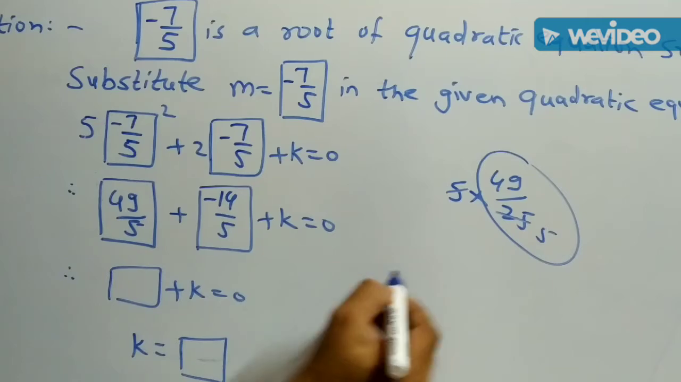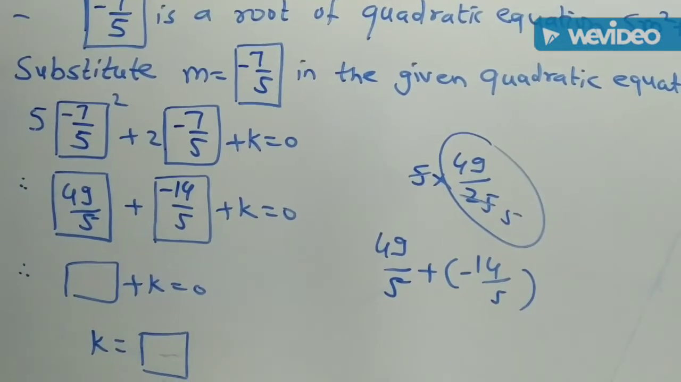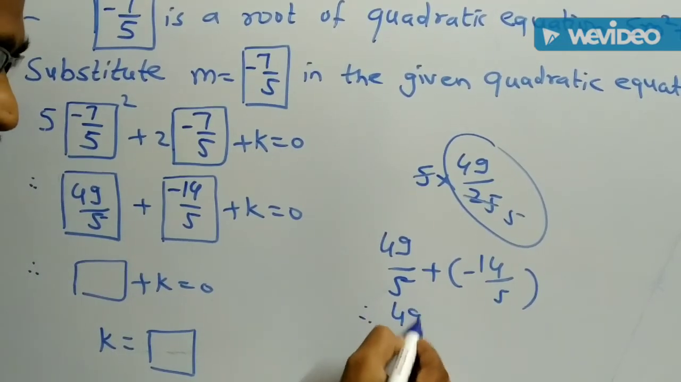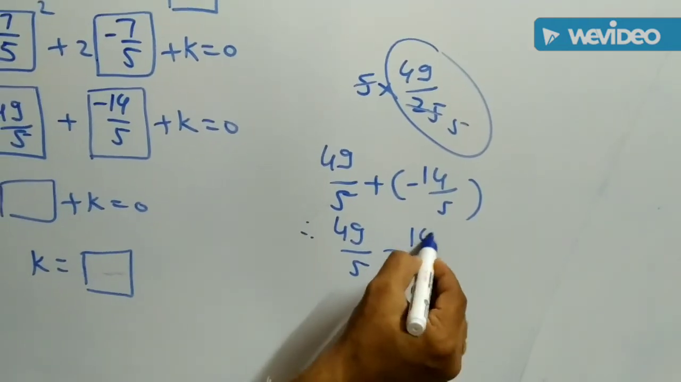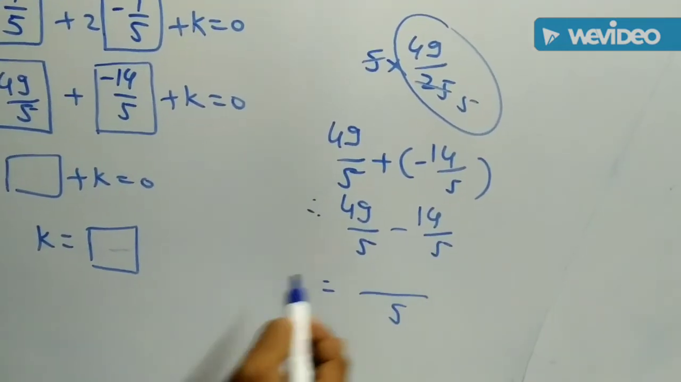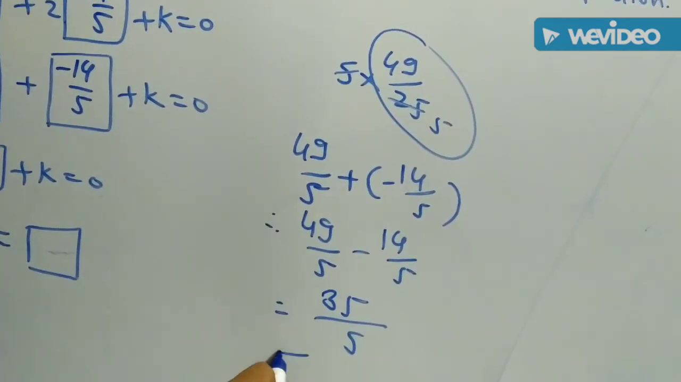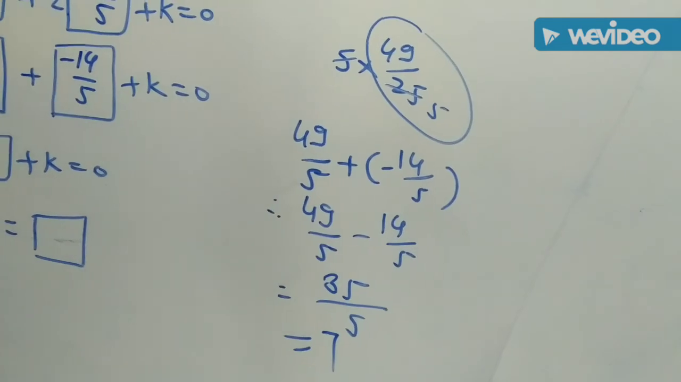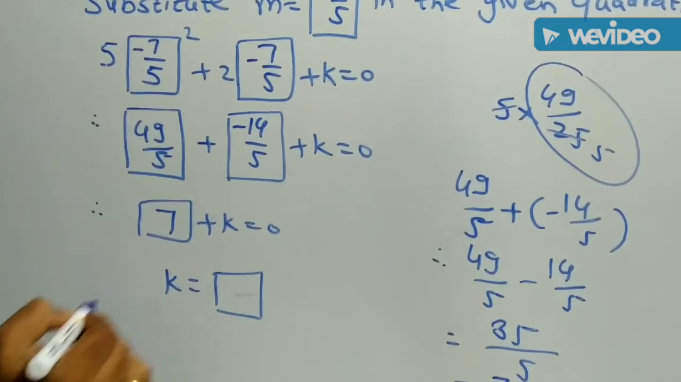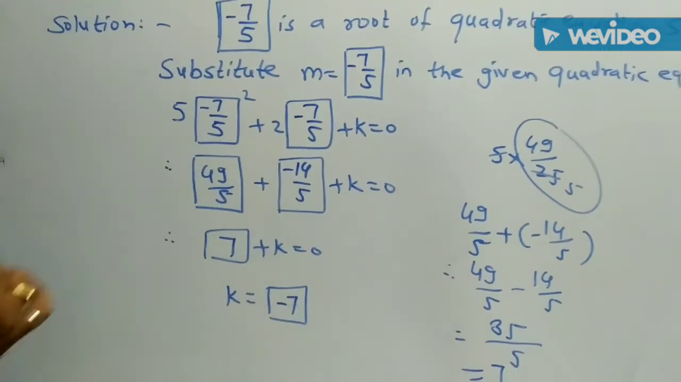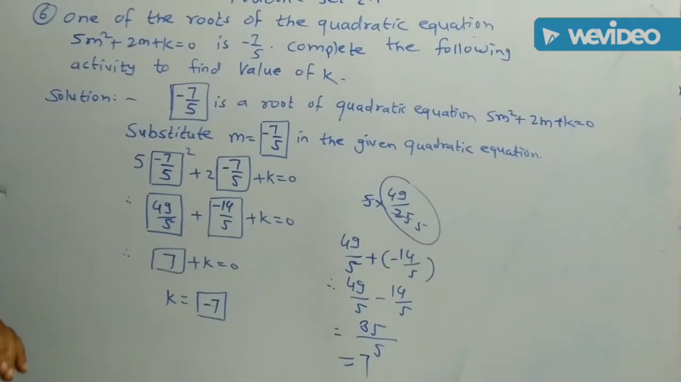Now solve these two terms: 49/5 plus (−14/5). The denominator is the same: 49 minus 14 is 35, and 35 divided by 5 is 7. Therefore here we write 7. This plus 7 gets converted to minus, that is k = −7, and that is what we had to find, and we completed this activity.